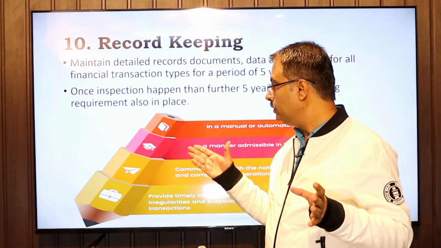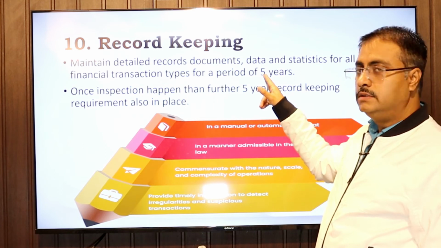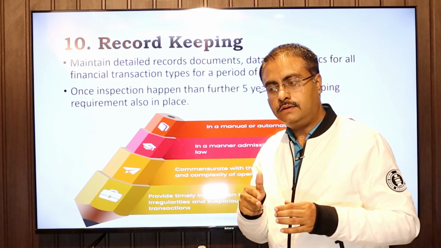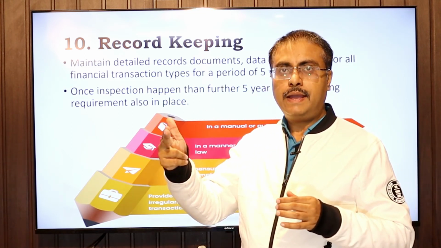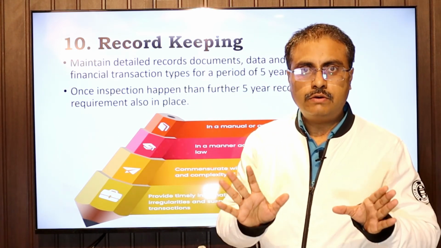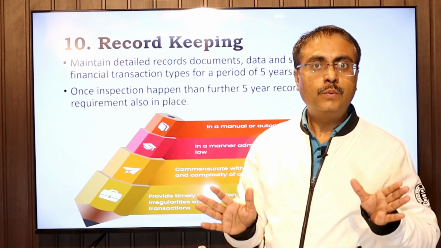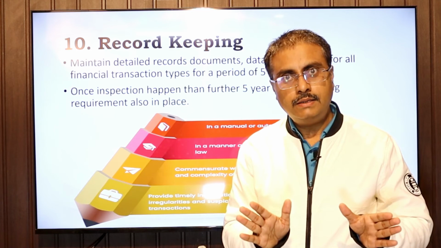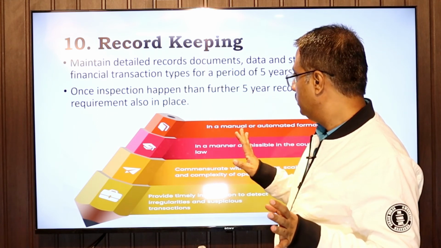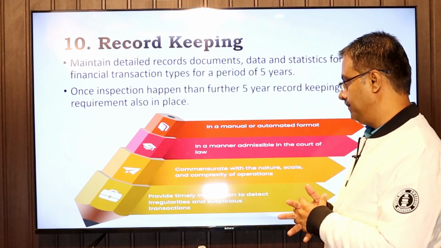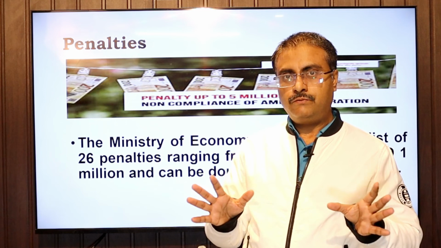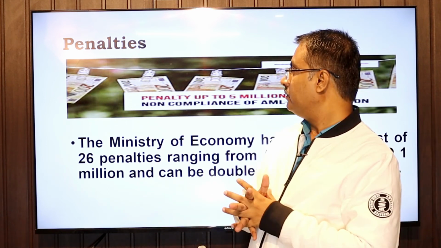Record keeping: you have to maintain your records for 5 years. Suppose your inspection happens today, but there is a lapse from 3 years back; you have to maintain records for another 5 years. So in totality, you have to maintain your documentation, and it should be robust documentation. Anybody can ask about a transaction from before 5 years. So 5 years is the complete maintenance of documentation. This is the procedure we have to follow, as the anti-money laundering law tells us.